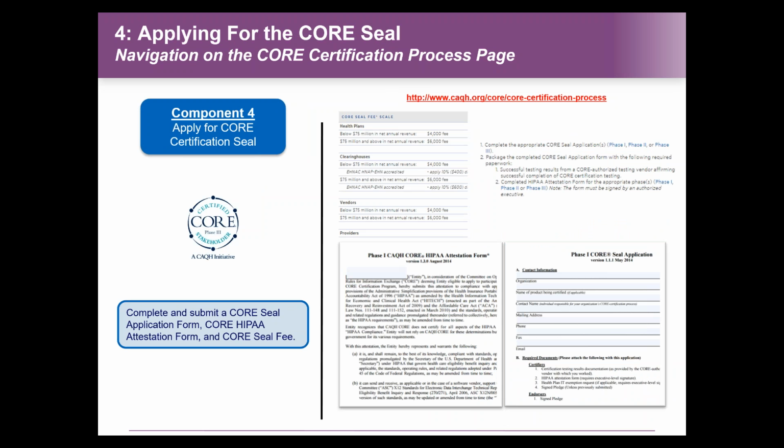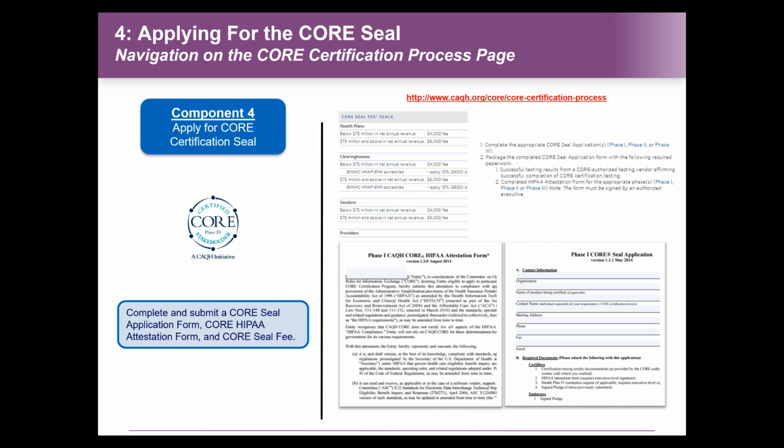Component number 4 outlines steps an organization needs to take when applying for the CORE Seal. This component involves the submission of 3 sets of documents per each phase that an applicant is applying for. These documents include a CORE Seal application form, a HIPAA attestation form, and a CORE Seal fee.